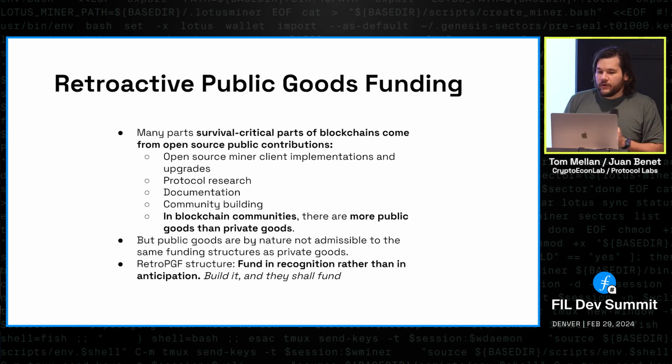So in the Filecoin community, we want to do a lot of public goods funding. One of the main ways that we want to do that is through retroactive structures. This enables us to fund lots of the critical infrastructure that produces blockchains, open source miner client implementations, protocol research, documentation, community building, all kinds of important public goods that we all require to thrive. And we want to really lean into the retroactive structures because it's much easier to evaluate the impact after it's happened than to prospect on that.